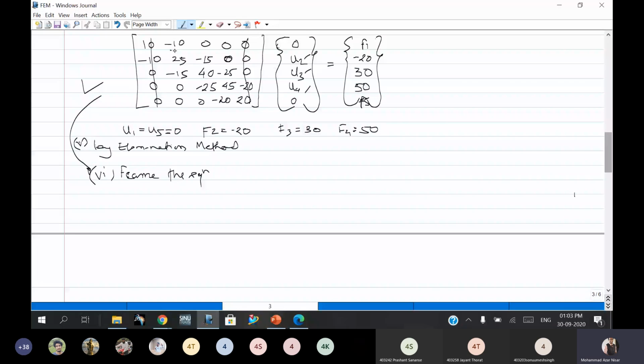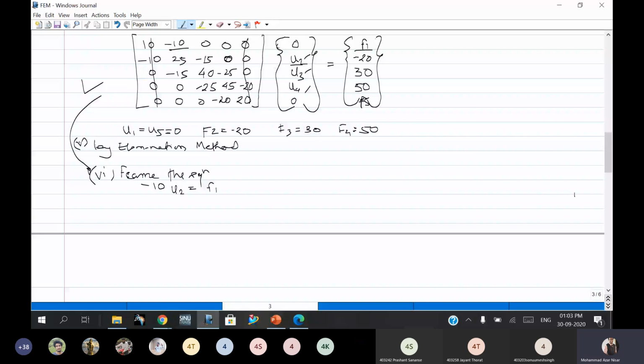So the first one is minus 10 into this U2. First row and first column multiplication. So this is cancelled out, so it's 0. The others are 0, so U3 and U4 will not be there. Only minus 10 U2, I will write here, minus 10 U2 equal to F1.